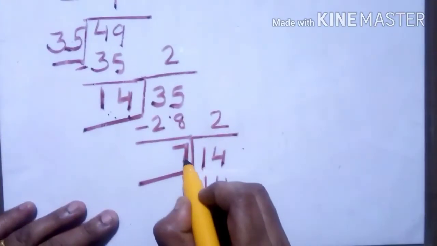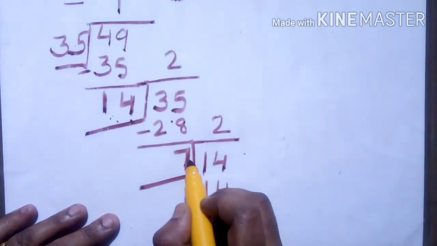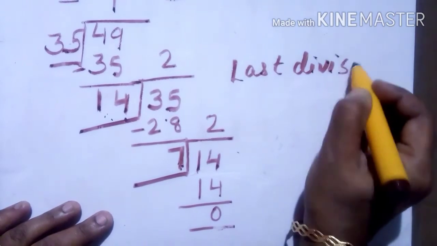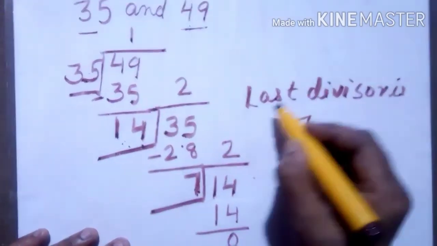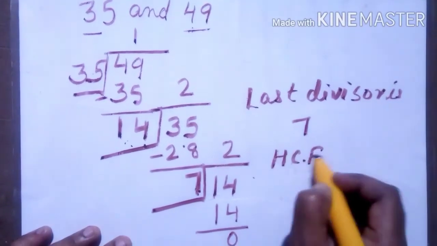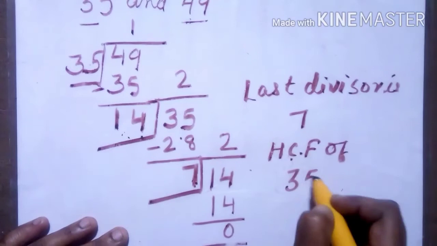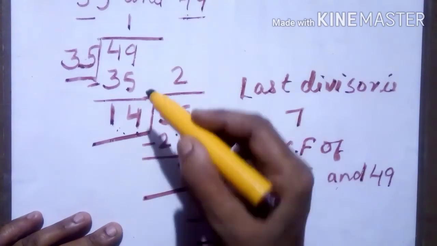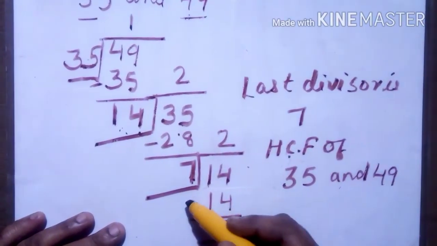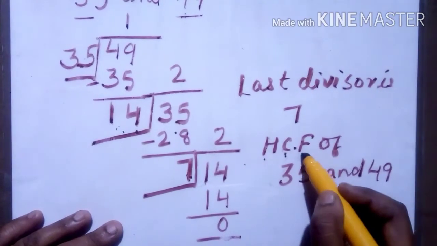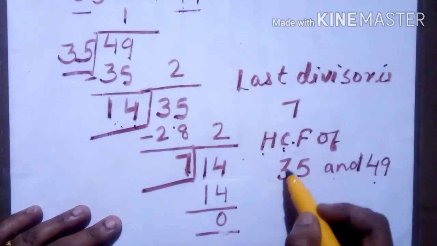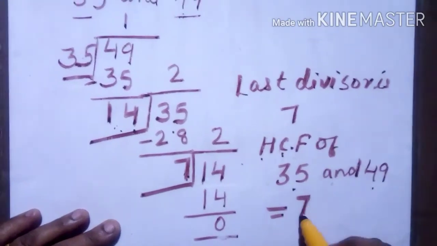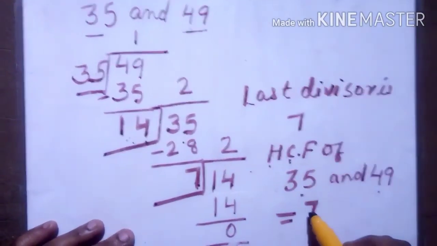Now here the divisor is 7. So you got the last divisor. The last divisor is 7. So this 7, which is the last divisor of this problem, will become the HCF, the highest common factor, of 35 and 49. What answer did you get? HCF of 35 and 49 is 7.